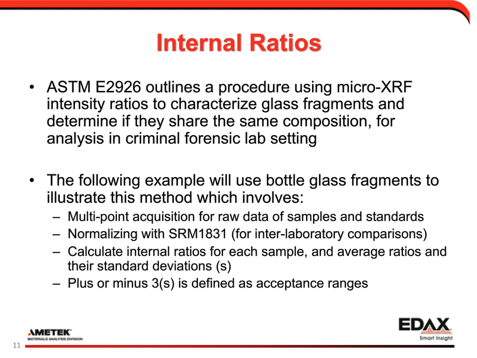And then we would calculate the internal ratios for each sample, and calculate the average ratios and their standard deviations. As defined in the method, the acceptance ranges can be defined as the average plus or minus 3 times the standard deviation. If the average intensity ratios of the unknown fall within that range of the known, they could be defined as having the same composition, or if it falls outside that range, they could be concluded as having different composition.